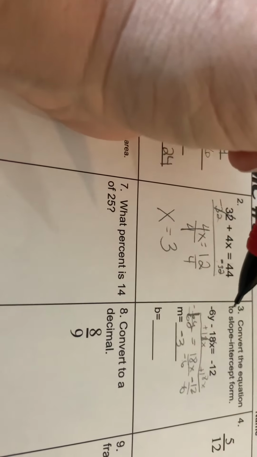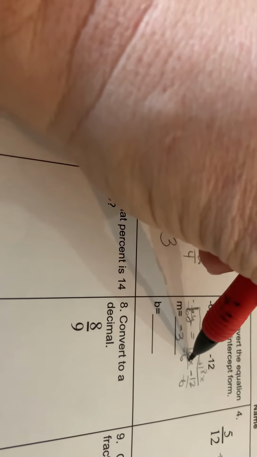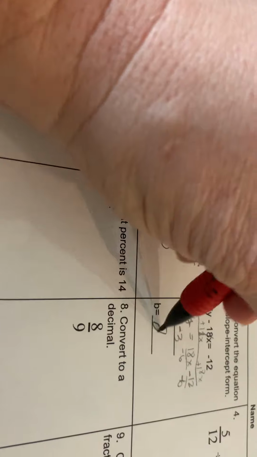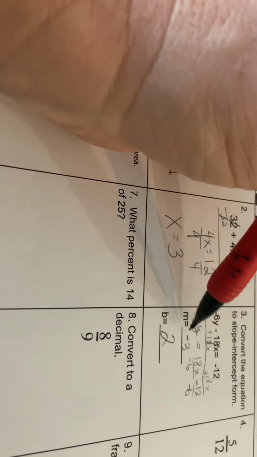Remember, x is not part of the slope. The slope m is the coefficient of x. X is one of the coordinates on the line. So when you're writing the slope, you only write the coefficient. And negative 6 into negative 12 is a positive 2. So your slope is negative 3 and your y-intercept is 2.